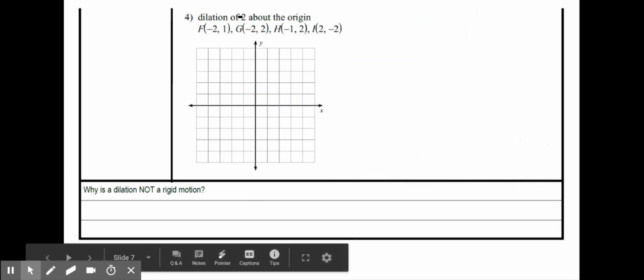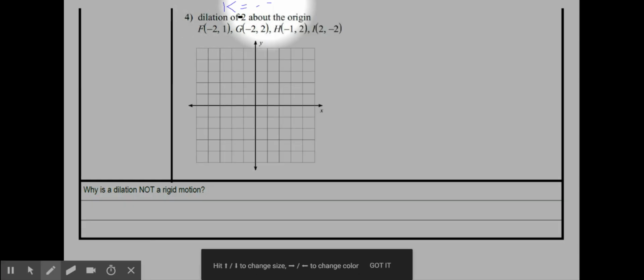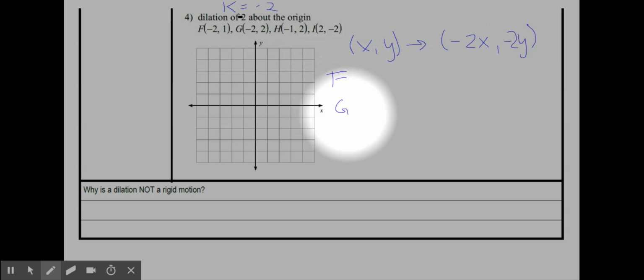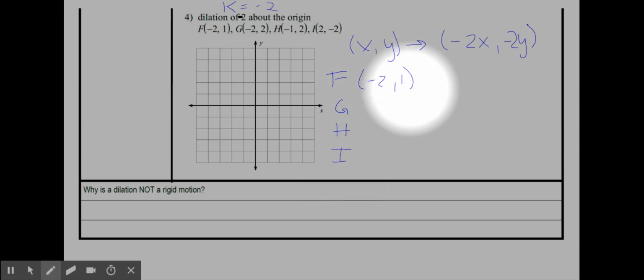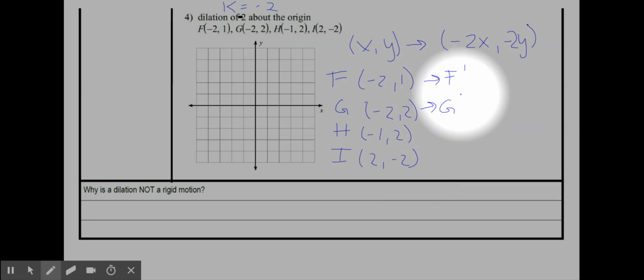Okay, number 3, we've got a dilation of now -2. So our K factor is -2, but that's okay. We just are going to take every point and multiply it, our x's by -2 and our y's by -2. So we'll take our F, our G, our H, I, and we'll move them.